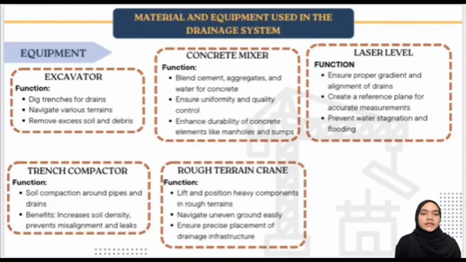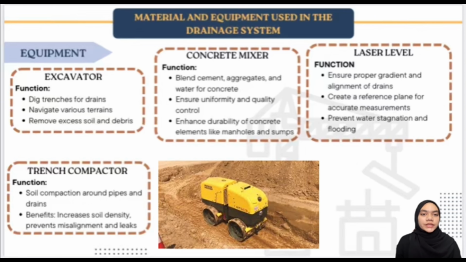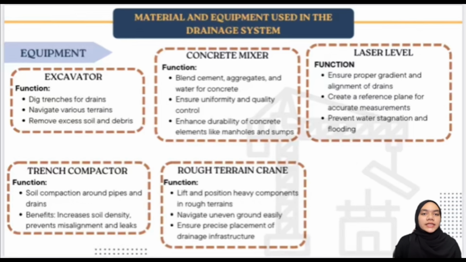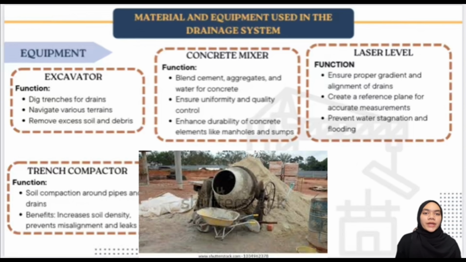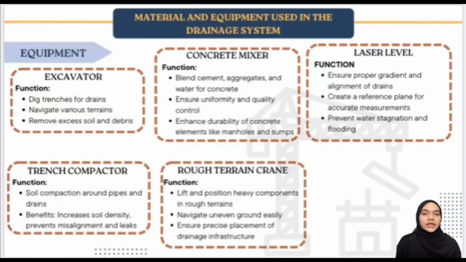After that is the trench compactor. Its function is for soil compaction around the pipes and drain. So when we use the trench compactor, this will increase soil density and prevent misalignment and leaks. After that is the concrete mixer. Its function is to blend the cement, aggregates, and water to make concrete. It ensures uniformity and quality of concrete. The concrete mixer functions to enhance durability of concrete elements like manholes and sumps on site.